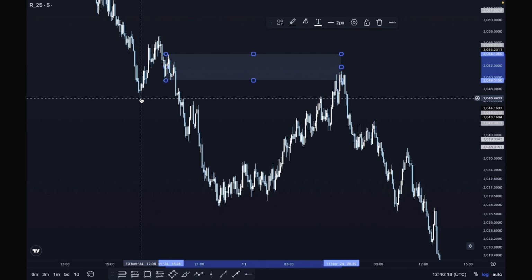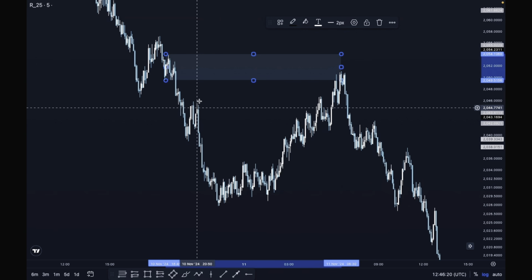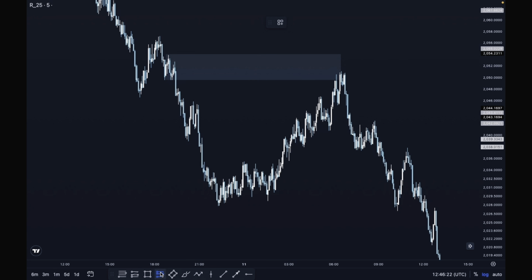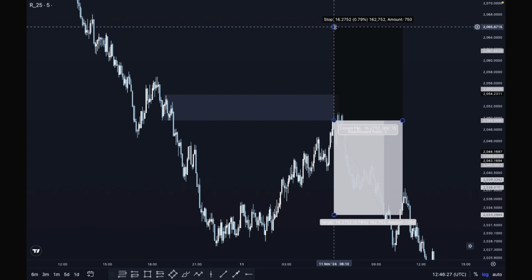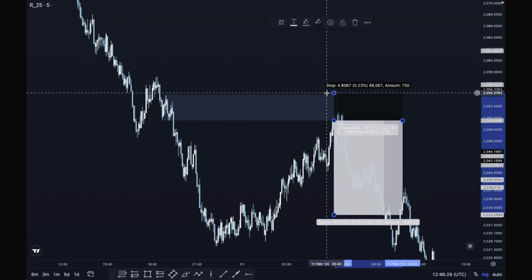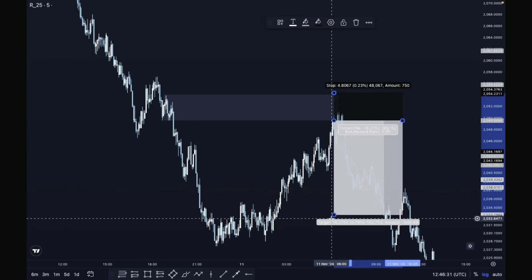For those of us who already know, you can see we have a break, right? Price created inducement, and then if you sell directly from this level here with your stop loss above the order flow, price reacted and came back down.